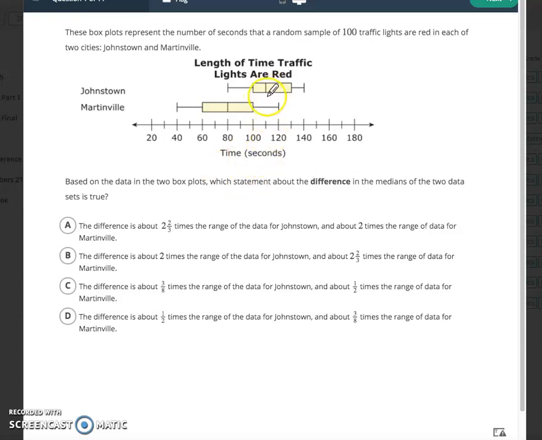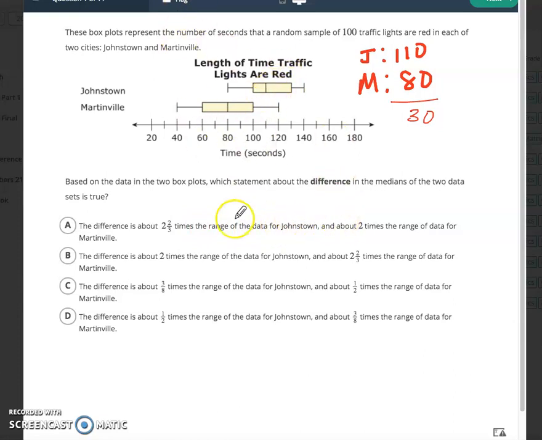So the median for Johnstown, if you look here, the median is this one in the middle, that's 110. So Johnstown is 110. And Martinville, the median is 80. Okay? So the difference of those is 30. Now, the difference is about 2 2/3 times the range of the data for Johnstown.